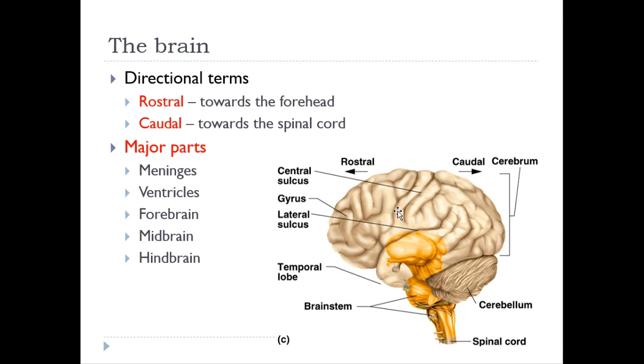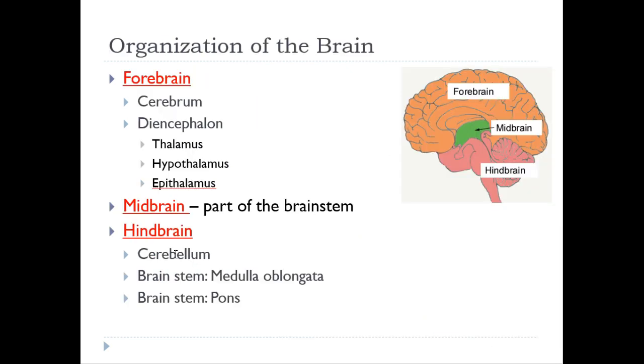Meninges, ventricles, forebrain, midbrain, and hindbrain. We're going to break these down in the next couple of PowerPoints, in the next couple of slides. The forebrain is where the cerebrum is, and it really has an important area for our hormonal control or our homeostasis, which is going to be the thalamus, the hypothalamus, and then our pineal gland or epithalamus.